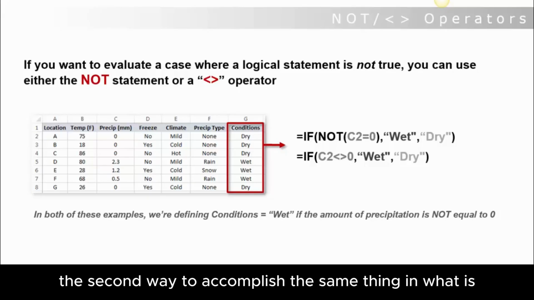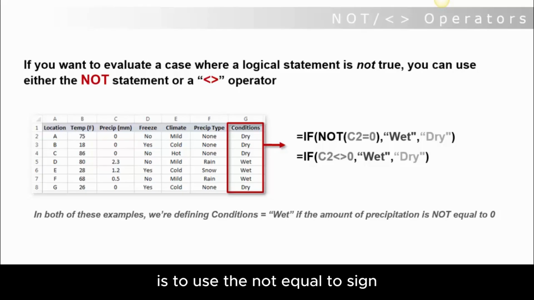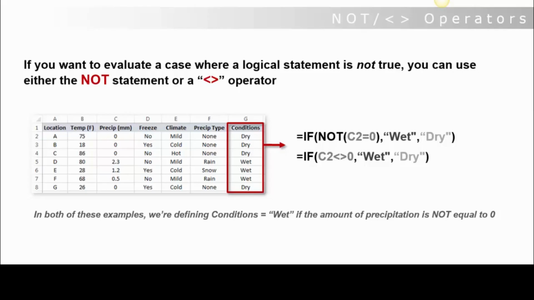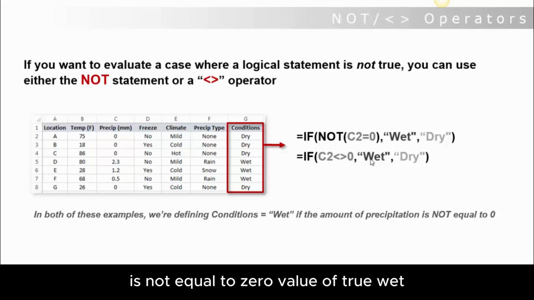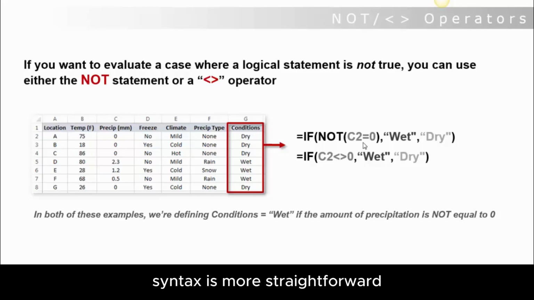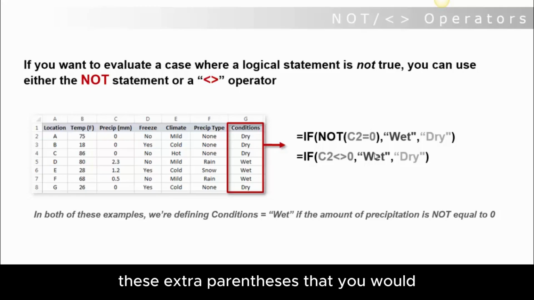The second way to accomplish the same thing, in what is, in my opinion, a more straightforward approach, is to use the not equal to sign, which just looks like a less than followed immediately by a greater than symbol. So I can do the exact same thing by writing if C2 is not equal to 0, value of true, wet, value of false, dry. And it's just a little bit cleaner. Syntax is more straightforward, easy to comprehend, and you don't introduce these extra parentheses that you would by using the not statement.